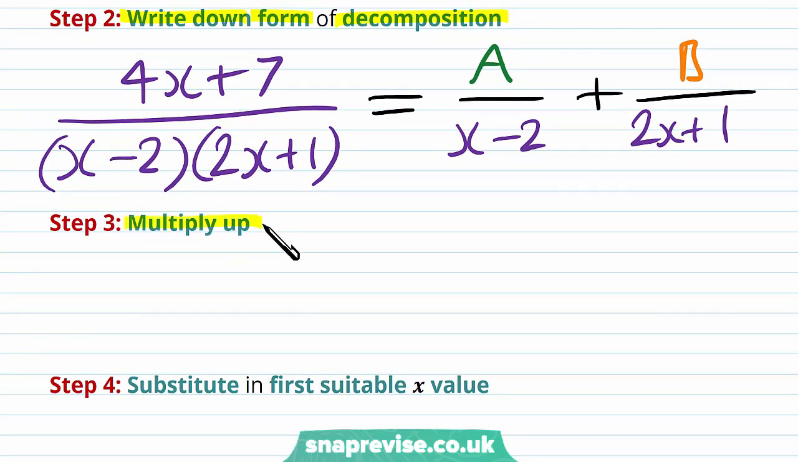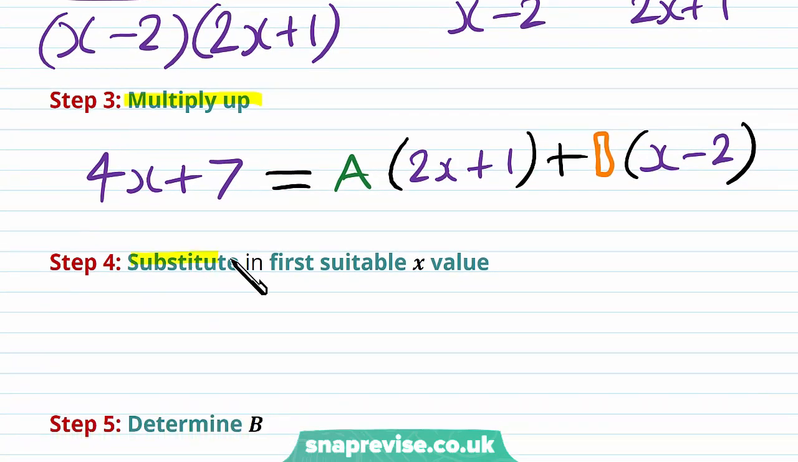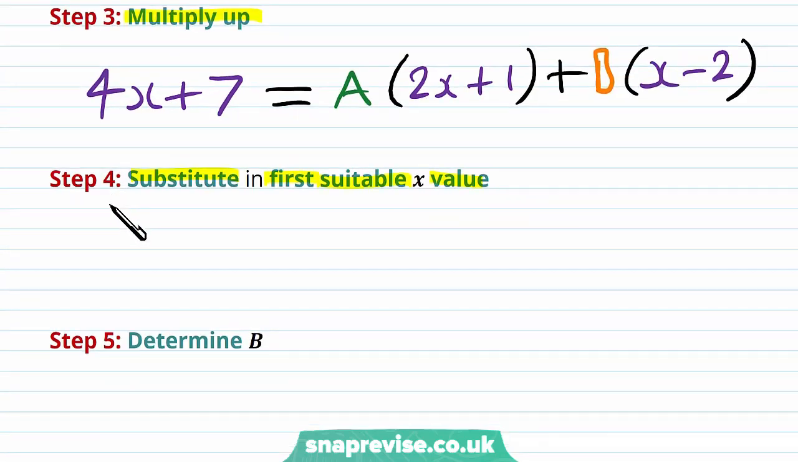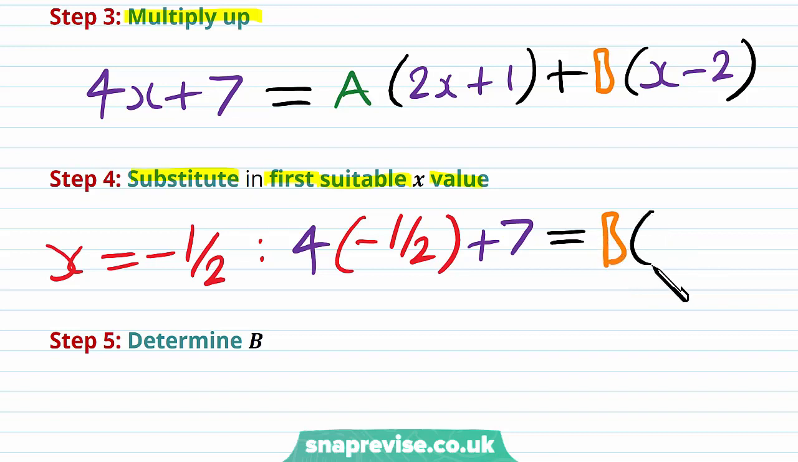Our third step is to multiply up. The left-hand side becomes 4x plus 7, and the right-hand side becomes a multiplied by 2x plus 1, plus b lots of x minus 2. Our fourth step is to substitute in the first suitable x value. If we choose x equals minus a half, this gives us the left-hand side as 4 lots of minus a half plus 7, and this equals, well, the a term completely disappears because then 2x plus 1 is 0. We picked x equals minus a half to give that fact. And therefore the right-hand side is just b multiplied by, in this case, minus a half and then minus 2 more.